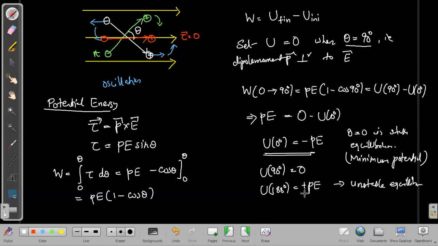Isn't it? Because when the orientation is 180 degrees, the dipole will not experience any torque. Okay, because torque is what? What is torque?